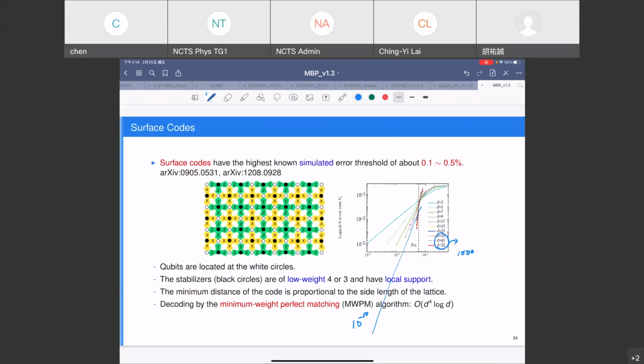And the decoding algorithm for this surface code is the minimum weight perfect matching algorithm. This algorithm has complexity around D to the 4 times log D, D to the 4. So this is a polynomial time algorithm, but it is not a linear time algorithm. In practice, we want a decoder with complexity as low as possible.